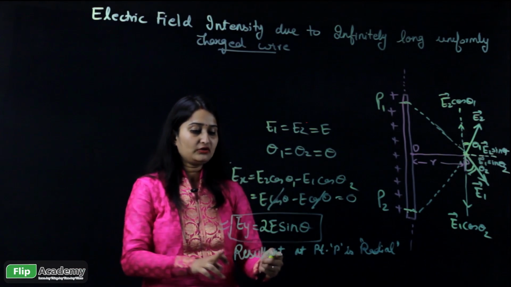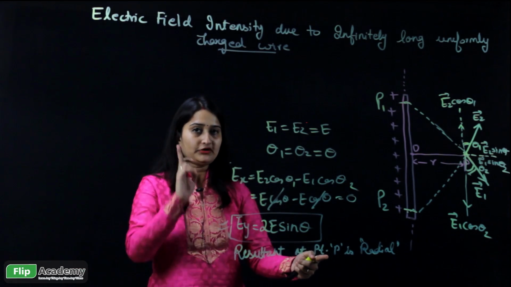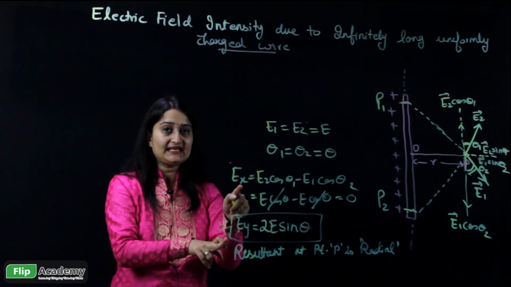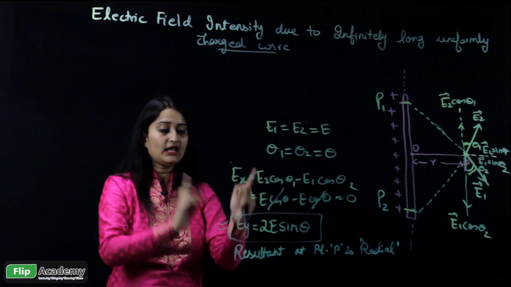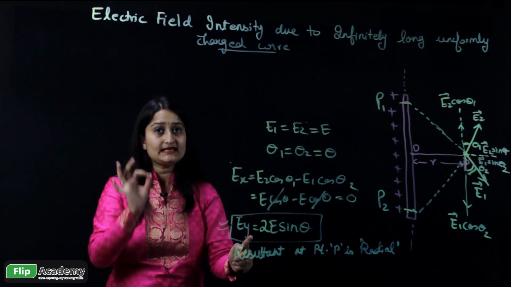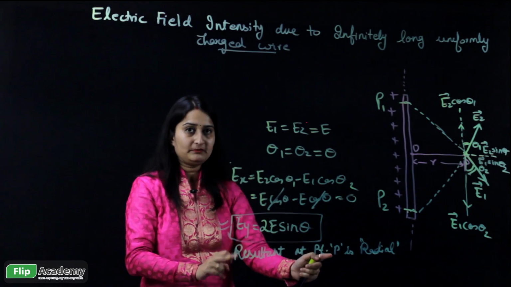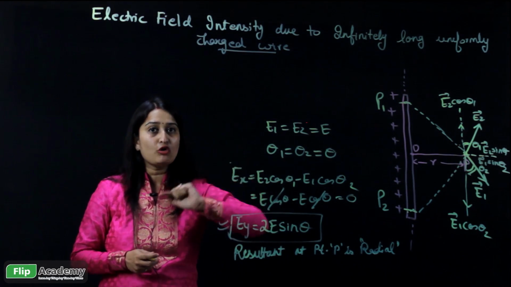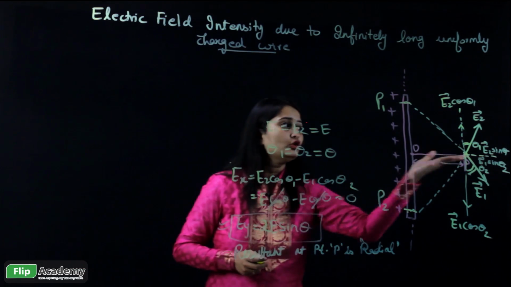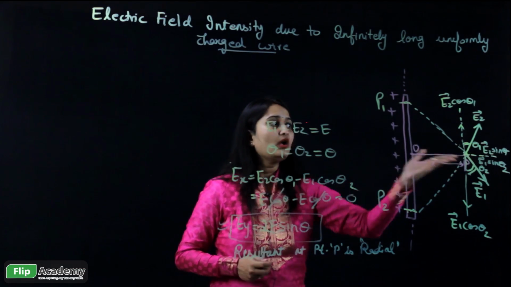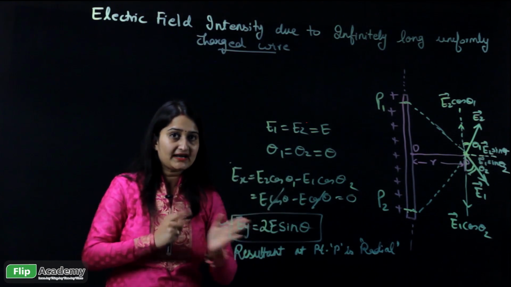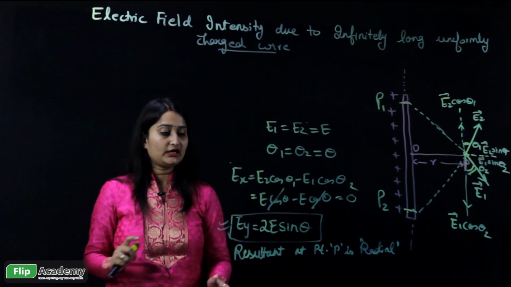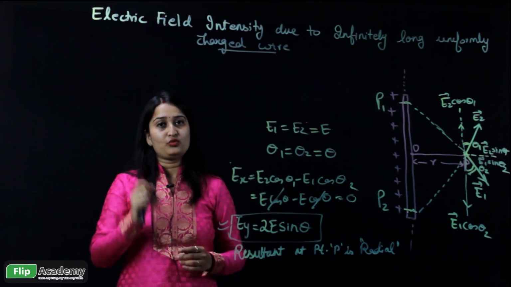So I have told you the resultant at point P. What is the resultant at point P? The resultant at point P becomes EY because EX is 0. So what is left is only EY. So the resultant at point P, that is EY, is radial. Radial means directed outward from the center point. And you can see here that E1 sin theta and E2 sin theta are also directed outward from the center point. So we have concluded that the resultant is radial.